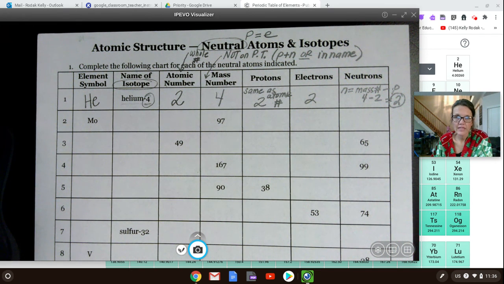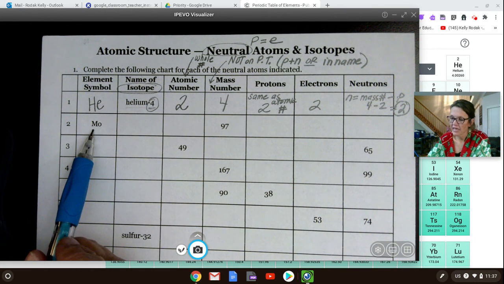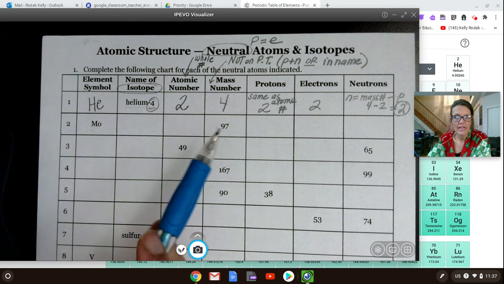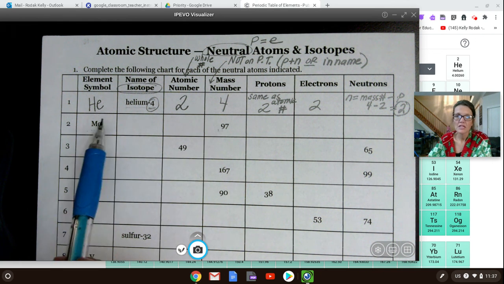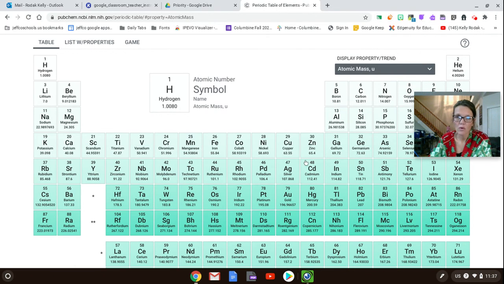Okay, so that's how you go about filling out the data table or the practice table here. I'm going to walk through one more with you just to kind of give you an idea of how you work around with all these numbers. So let's check out this element right here. It's Mo, and it gives us a mass number of 97. This doesn't really help us for finding it on the periodic table because, again, remember, this number isn't on the periodic table. So we have to look on our periodic table and track down the element Mo.